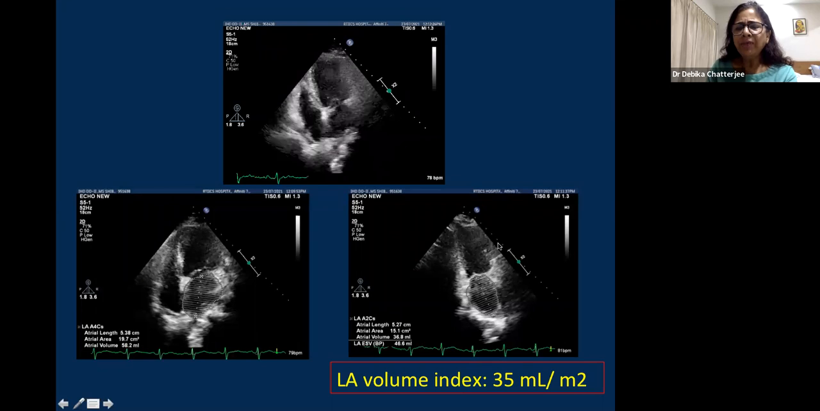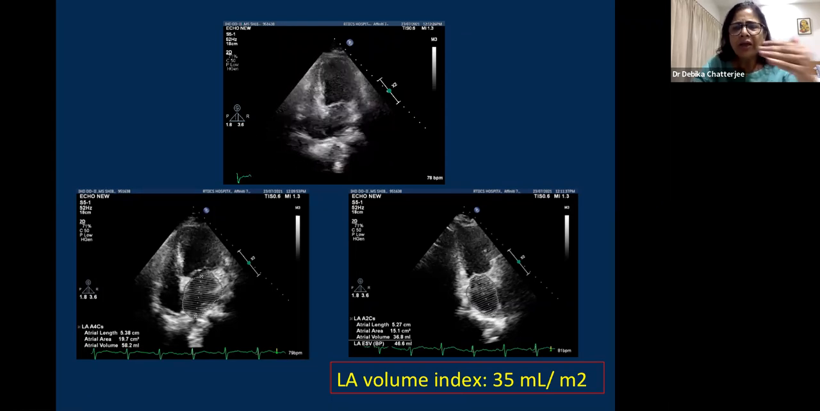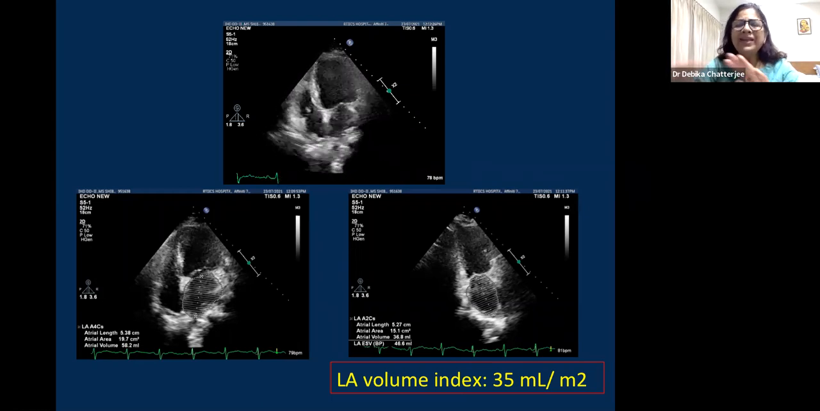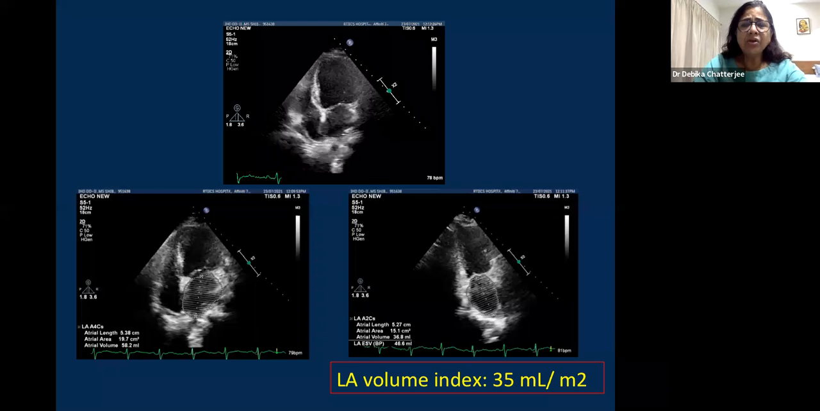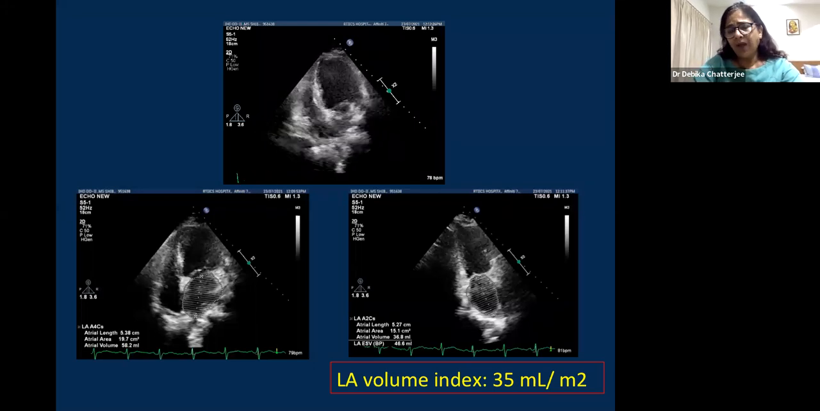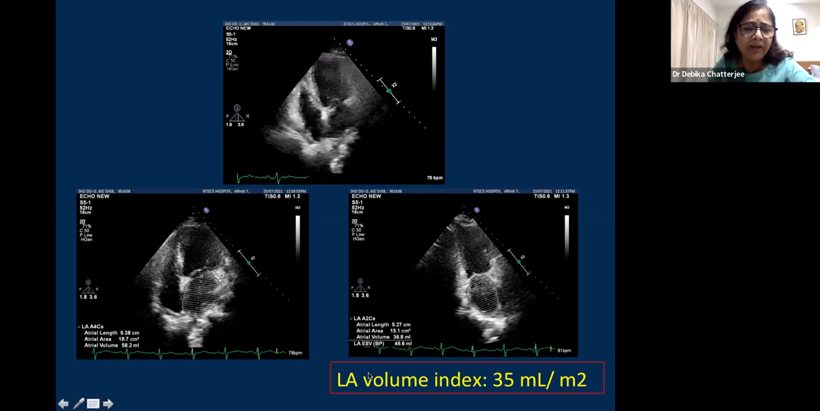You need to measure the LA volume. It happens that the LA in some cases remains normal in the anteroposterior direction, normal in size, normal in diameter, but it enlarges in the medial to lateral direction. So those are the cases where we will miss that the LA is enlarged if we only measure the anteroposterior diameter. This is the reason we need to measure the LA volume.